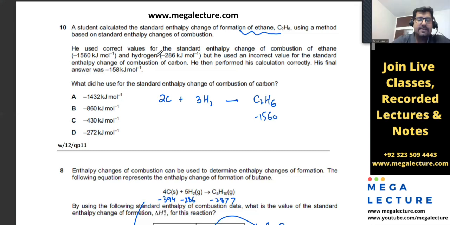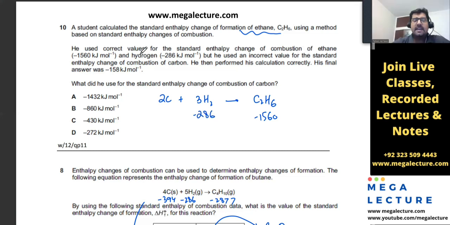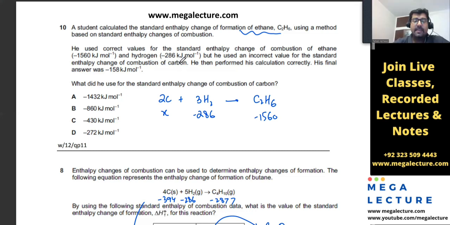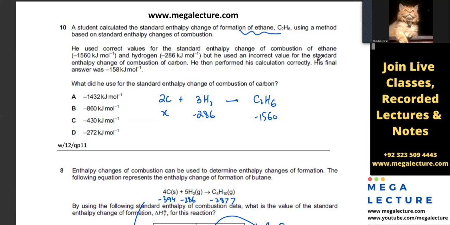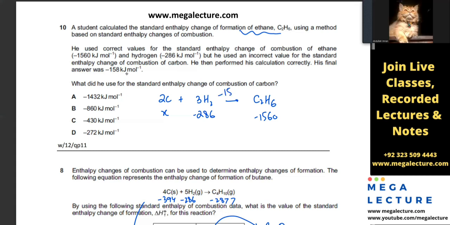Enthalpy of combustion of hydrogen, that's minus 286. But he used an incorrect value for the standard enthalpy change of combustion of carbon. So I'm going to take that as X. They didn't tell me, they said it's an incorrect value. They then performed the calculations correctly, and the final answer was minus 58.